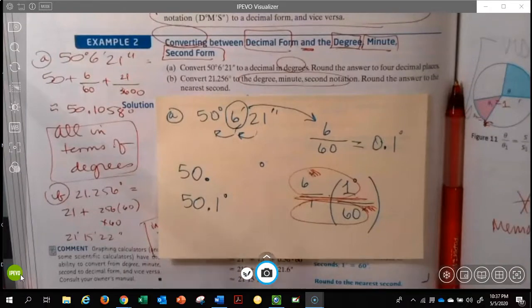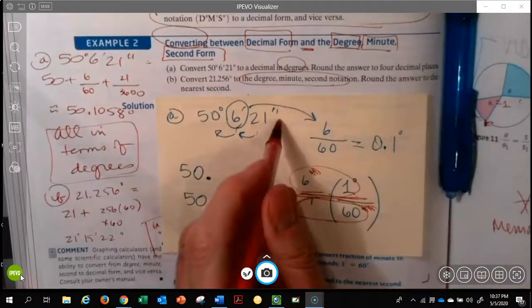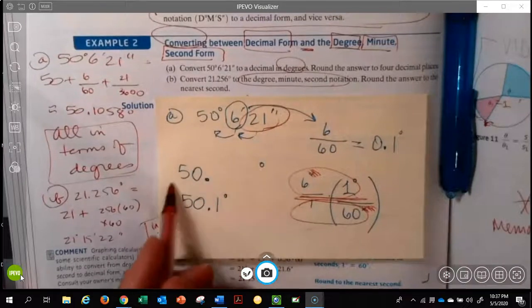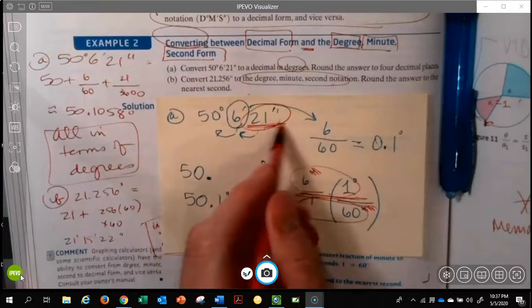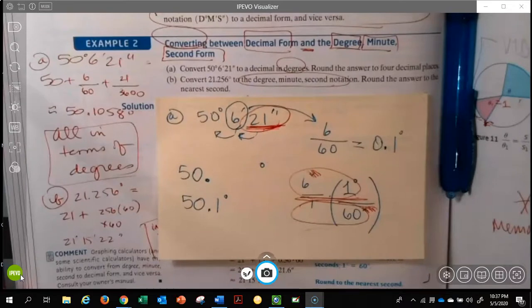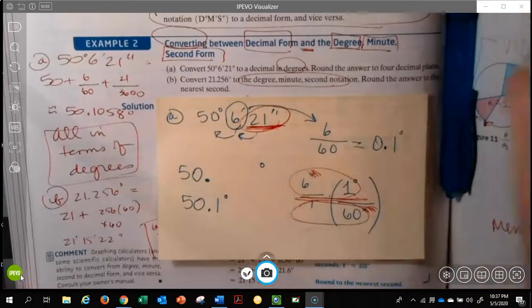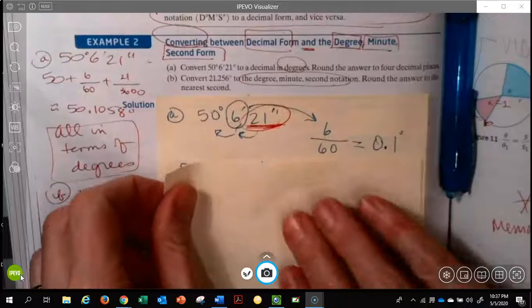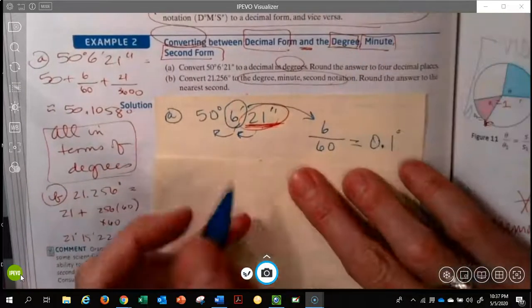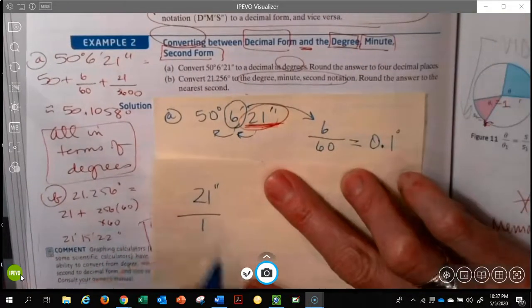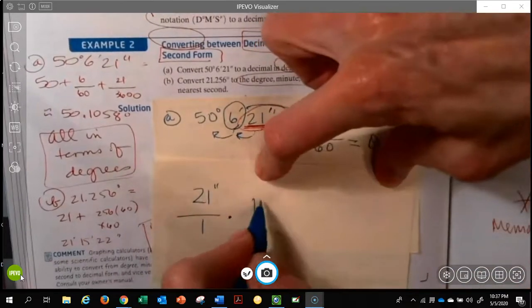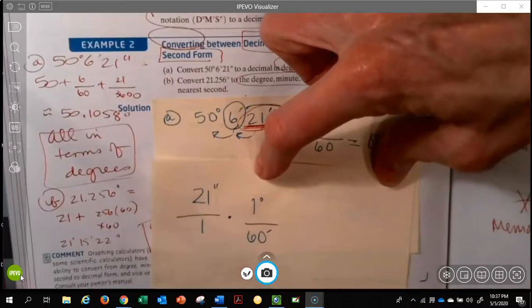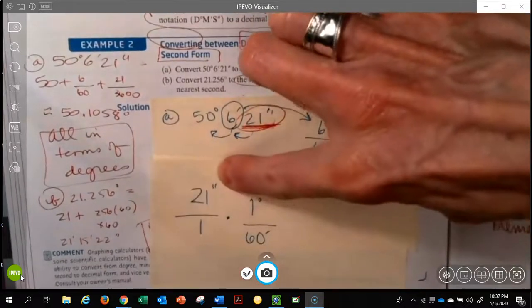But I'm not done. I've got to make sure that I convert my seconds into degrees also, and that's where the 3600 comes in, because I don't just have 60 of them in a degree. Let me go ahead and bring up another piece of paper. What I do have is that if I've got 21 seconds and I need to get rid of the seconds, then I can say, well, 1 degree is worth 60, and I'm so sorry, that is seconds.